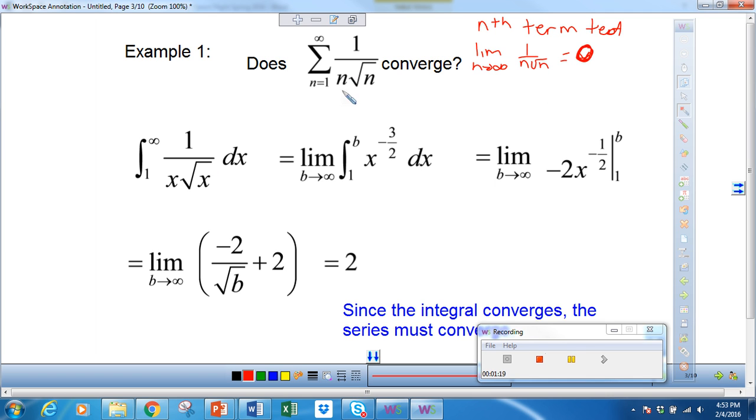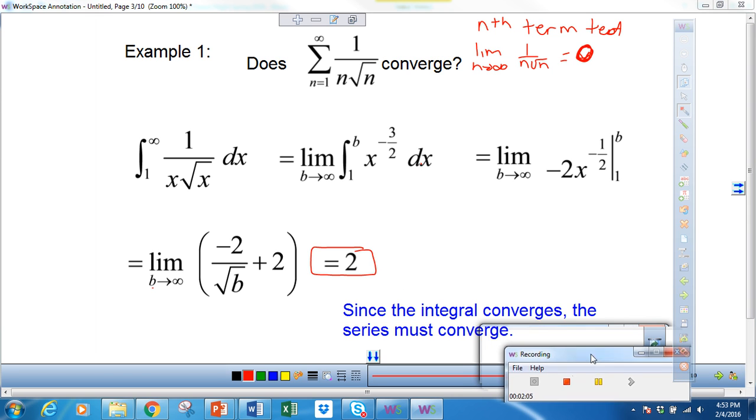And the test that we're choosing to do, because it's not geometric or telescopic, is the integral test. So the n's are replaced with x, and I'm integrating from 1 to infinity. So I'm taking the limit as b approaches infinity, 1 to b, of x to the negative 3/2 dx, because I'm just rewriting that. When I take the integral, I get negative 2x to the negative 1/2. Taking the limit as b approaches infinity, I get 2.